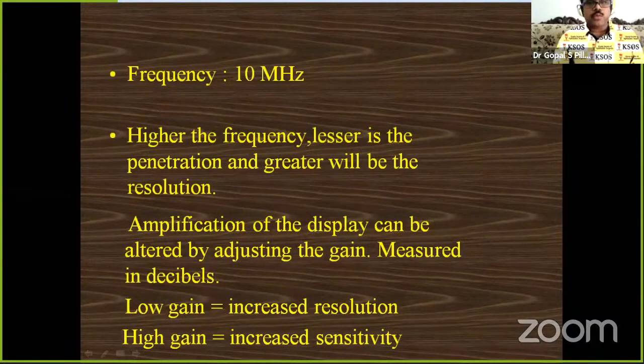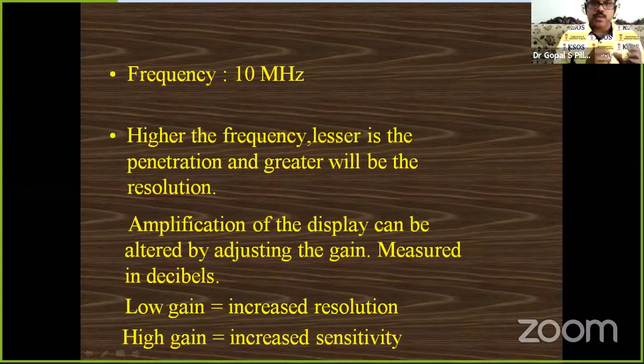The frequency of the ultrasound that we use for the abdomen is about 2 megahertz. For the posterior segment it is about 10 megahertz, and for ultrasound biomicroscopy we use 50 to 100 megahertz. The higher the frequency, the lesser is the penetration, and the greater will be the resolution. That is how the resolution of an ocular ultrasound is somewhere around 800 microns, whereas that of a UBM is about 50 microns. Amplification of the display can be done by adjusting the gain.